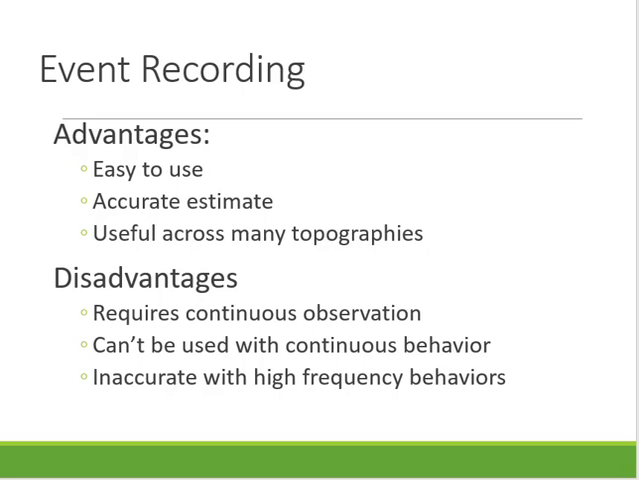Event recording has some distinct advantages. The primary benefits are that it's easy to use and generally fairly accurate. It also is useful across many topographies of discrete behavior. The drawback is that you have to watch continuously or you'll miss a behavior. It also can't be used with continuous behavior, behaviors that last a sustained amount of time. Finally, when a behavior happens with a very high frequency, one's accuracy in recording that behavior can decrease substantially.